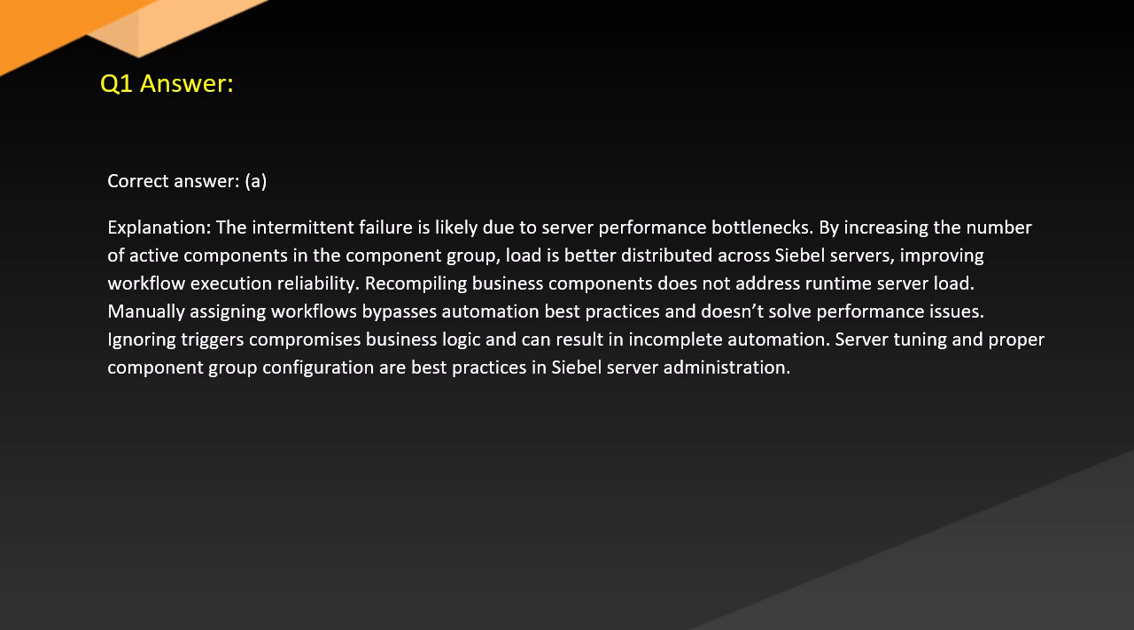Answer. Correct answer: A. Explanation. The intermittent failure is likely due to server performance bottlenecks. By increasing the number of active components in the component group, load is better distributed across Siebel servers, improving workflow execution reliability. Recompiling business components does not address runtime server load.